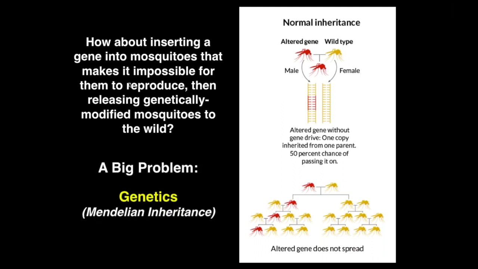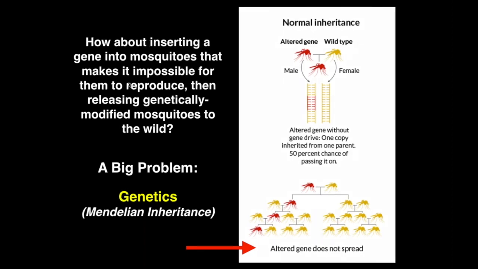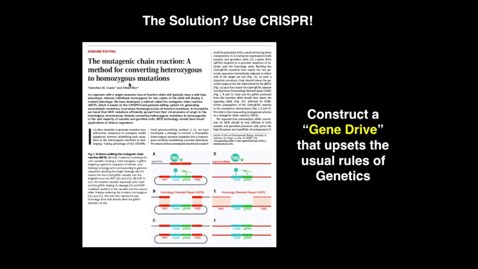The problem is genetics, and that is Mendelian inheritance. Even if you introduced an altered gene, as you can see in the bottom, it really wouldn't spread. Only a small fraction of the offspring would have this altered gene. So how could you tweak this to make it work? The answer is use CRISPR to create something called a gene drive.